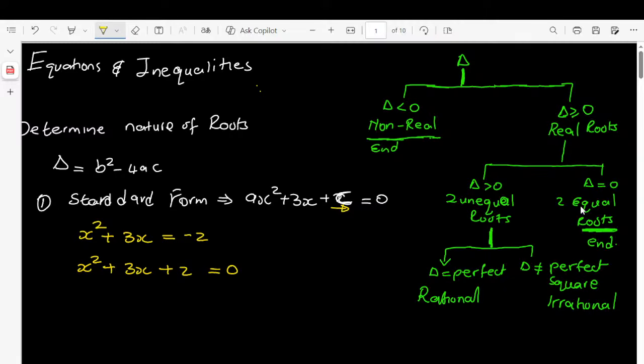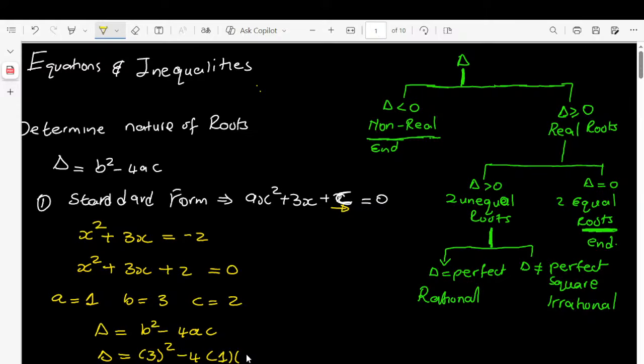Okay, so now look at this. Now we can find the discriminant. We said that the value of A is 1, the value of B is 3, and the value of C is 2. Therefore, the discriminant is equal to B squared minus 4AC. So when I do the substitution, I have B as 3, squared, minus 4 into A, that's 1, and C, which is 2. And we said that the discriminant is equal to 1.